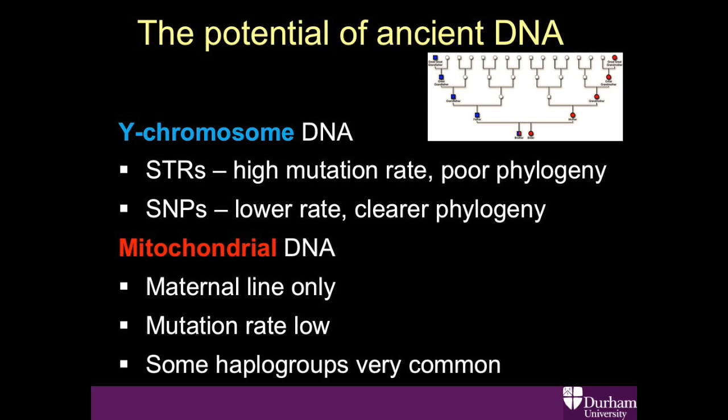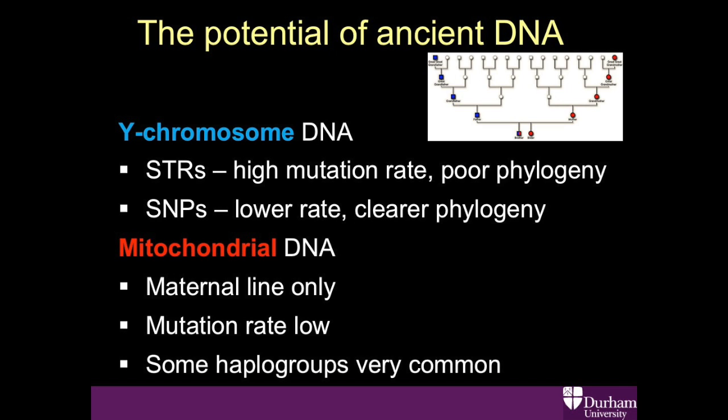And then if somebody else shares another mutation but doesn't share the first one, they must be more distantly related. So you can always create a clearer phylogeny. Mark showed some of those phylogenies in his talk just now. So in terms of looking at DNA from ancestors, the STRs might be good for recent ancestors, but the SNPs will be better for more distant ancestors as you go back in time.